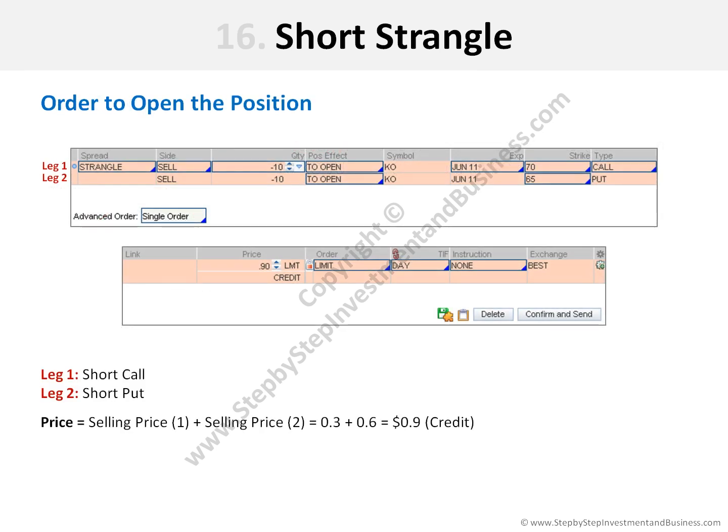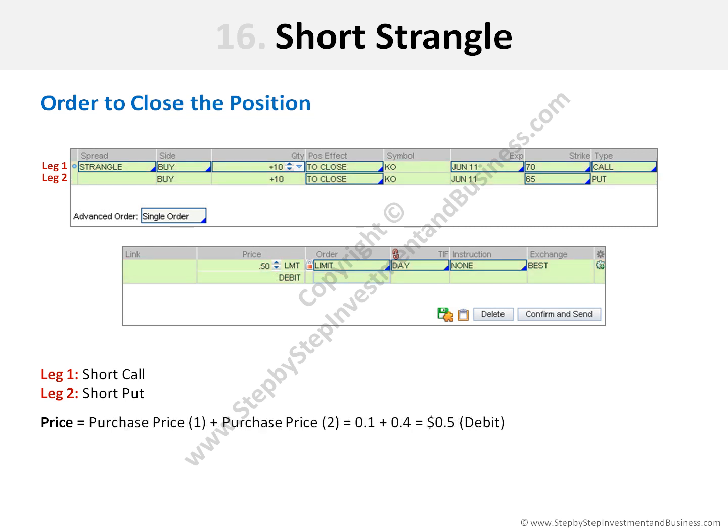Here we can see the order we must enter to open the position. It is an order with two legs. Leg number 1 corresponds to the short call and consists of selling 10 Coca-Cola calls with a strike price of $70 and expiration in June 2011. Leg number 2 corresponds to the short put and consists of selling 10 puts with a strike price of $65 and same expiration date. The entered price is given by the sum of the selling prices of the call and the put. In this case, 0.3 plus 0.6, which is equal to 90 cents. This is the money, expressed per share, that will be credited to our account when the order is filled.